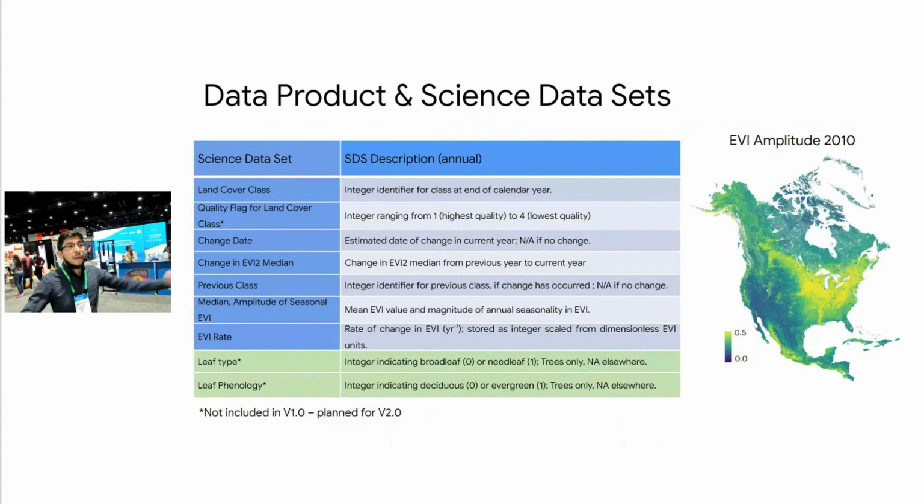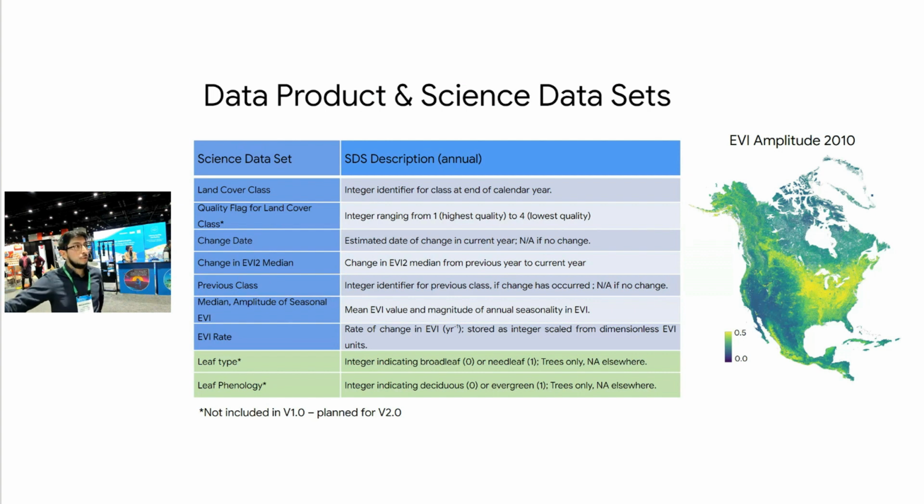And so I focus mostly on the land cover and land cover change part, but that's one of the components of this project. There's other science data sets that we aim to provide. They include change information, but they also include EVI2 median, EVI2 amplitude, EVI rate, and change on EVI year on year. And so an example of EVI amplitude is here for 2010 for North America. And you can see clearly the amplitude correlates with the seasonal patterns that you would expect in a place like North America.